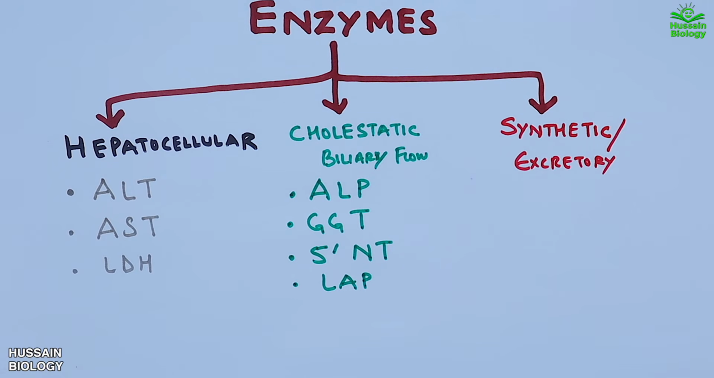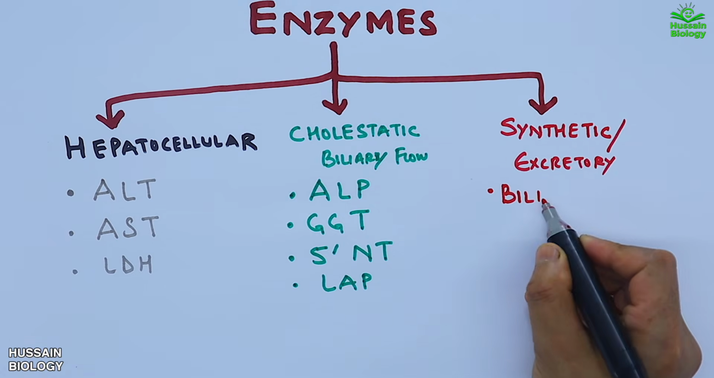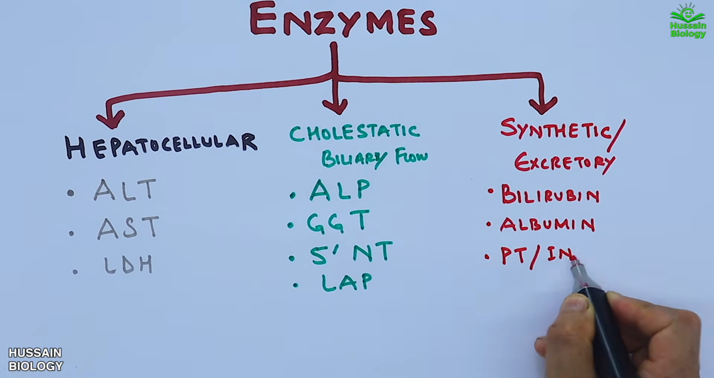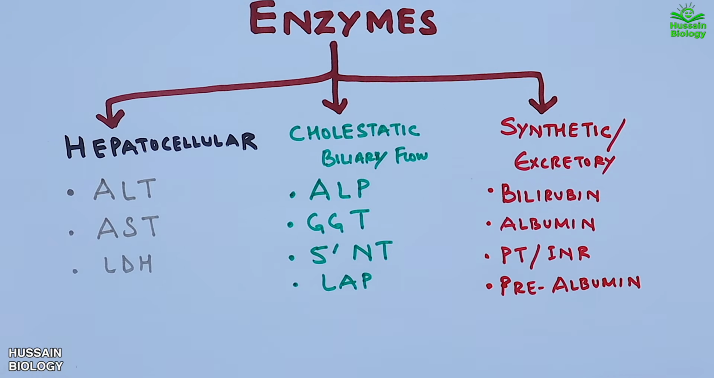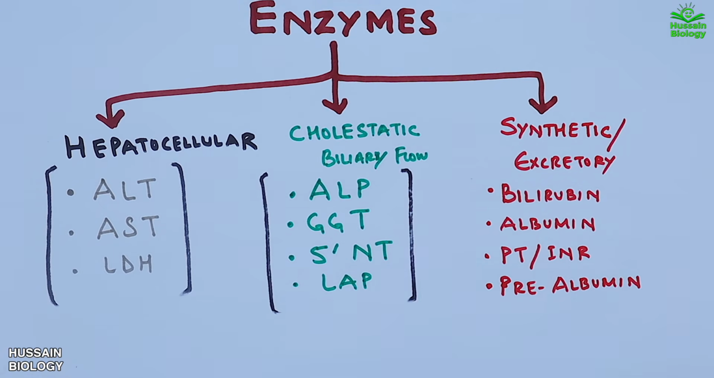Finally, we have the synthetic and excretory markers. Unlike the previous two groups, these are not enzymes. Instead, they help us evaluate how well the liver is performing its normal functions. This category includes bilirubin, albumin, PT/INR, and prealbumin. These markers provide information about the liver's ability to synthesize protein, maintain blood clotting factors, and excrete waste products. Together, these three groups help us determine whether a liver problem is primarily due to liver cell injury, impaired bile flow, or reduced liver function.